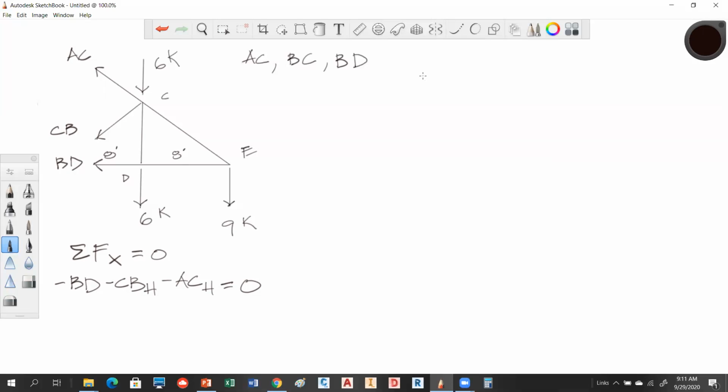So let's see what happens when we do a sum of forces in the Y. Sum of forces in the Y has to equal 0. So what we're going to have is minus 6, minus 6, minus 9. And then what do we have in the vertical unknowns? We're going to have a negative CB vertical. And what about AC? He'll bring in a component of what? Positive AC vertical. All of that is equal to 0. Do you guys agree with my setup?